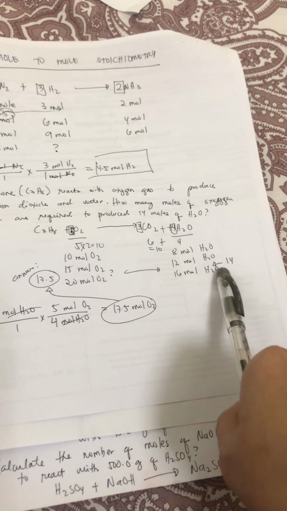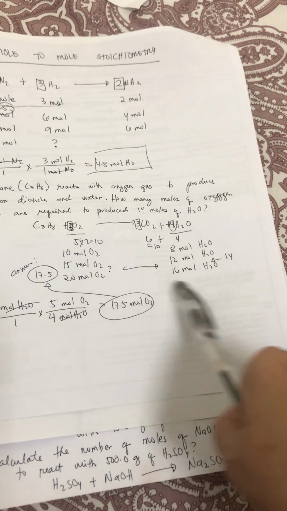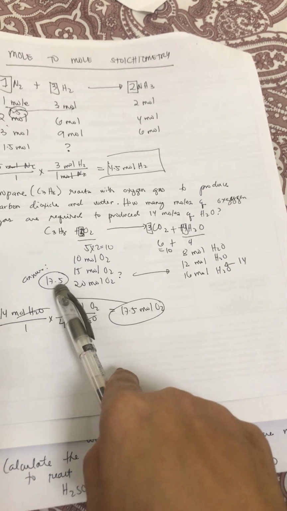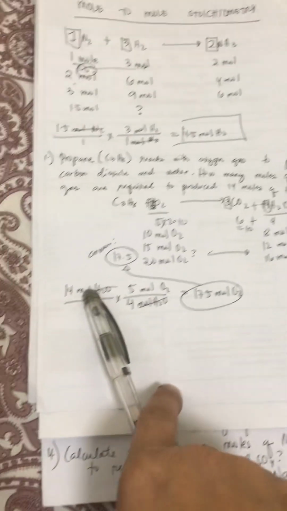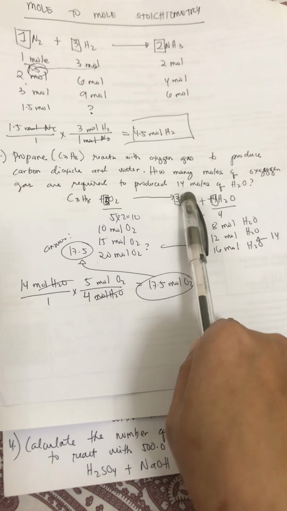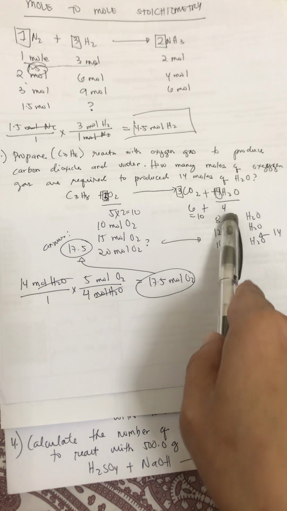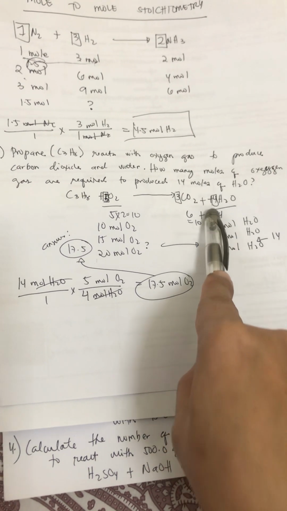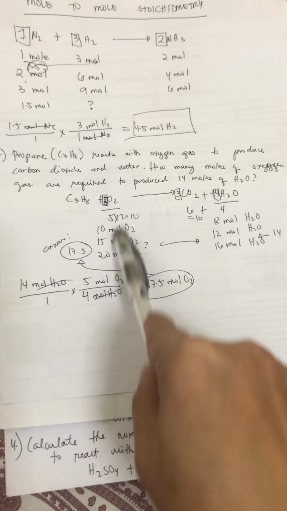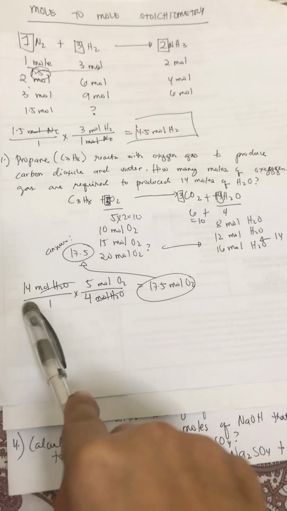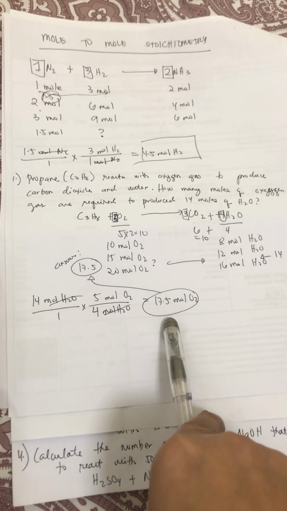So 14 here is in between 12 and 16. So it is exactly in between. Therefore, the middle of 15 and 20 should be 17.5. How will you check it? You will copy the given 14 moles of water. So in 4 moles of water, you need 5 moles of oxygen. So that's the molar ratio. And then compute everything, and you will get 17.5 moles of oxygen.